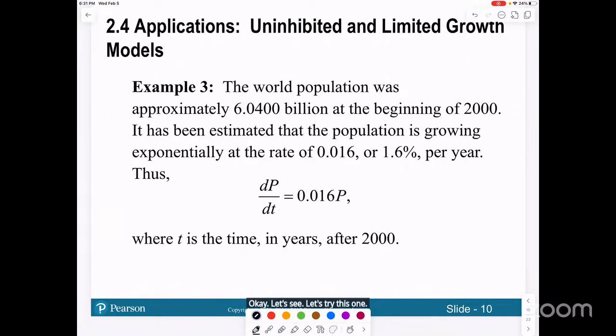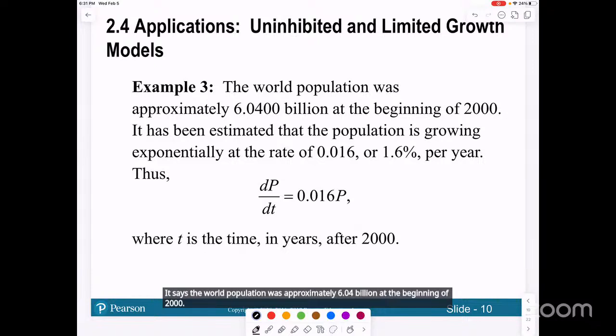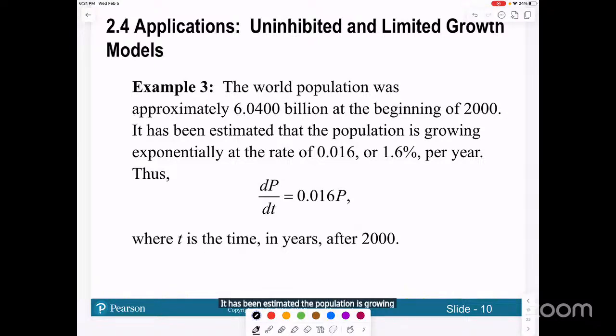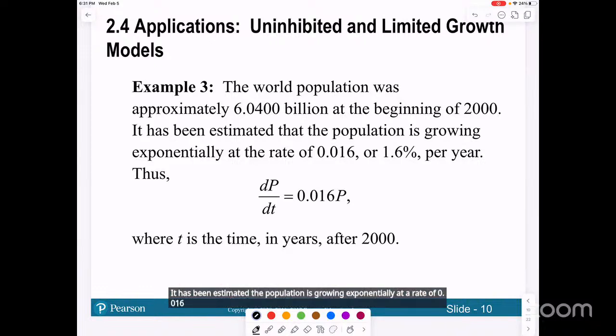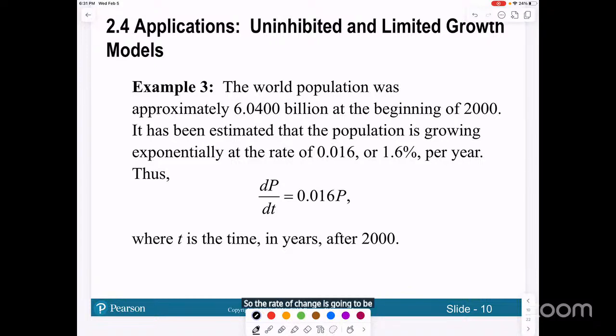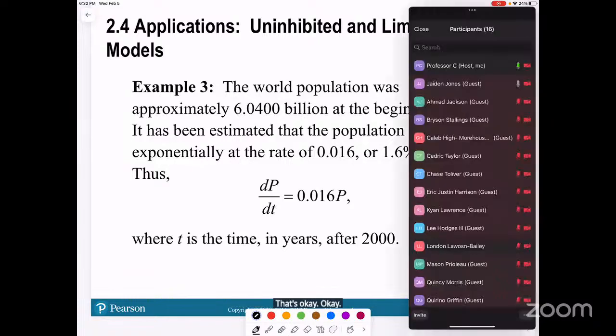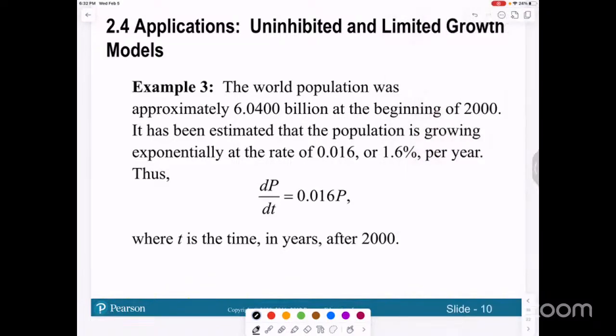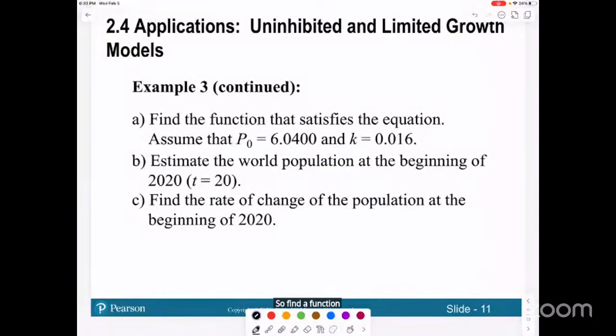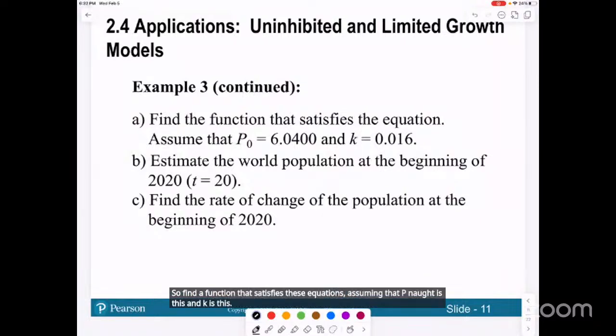It says the world population was approximately 6.04 billion at the beginning of 2000. It has been estimated the population is growing exponentially at a rate of 0.016, or 1.6% per year. So the rate of change is going to be 0.016 times the population, where t is the time in years after the year 2000. So this is saying that the population is growing at a rate of 1.6% per year. Find a function that satisfies these equations, assuming that P naught is this and k is this. Let's go ahead and do that first.